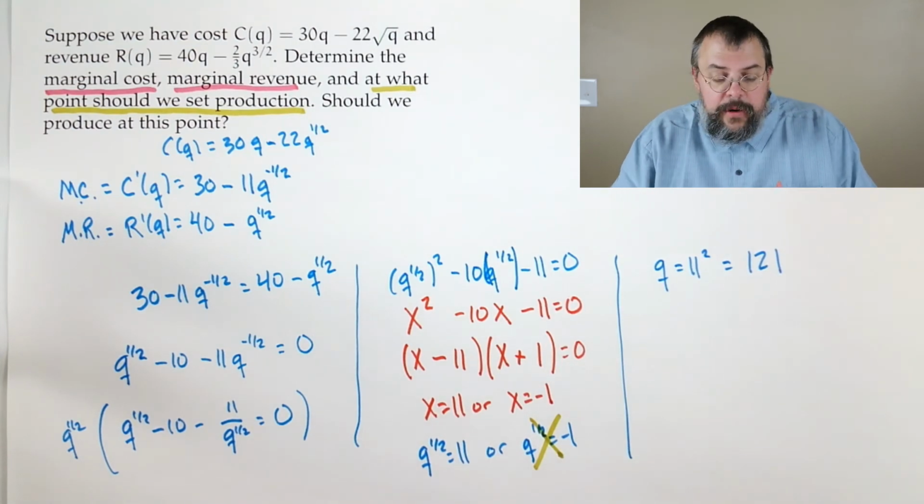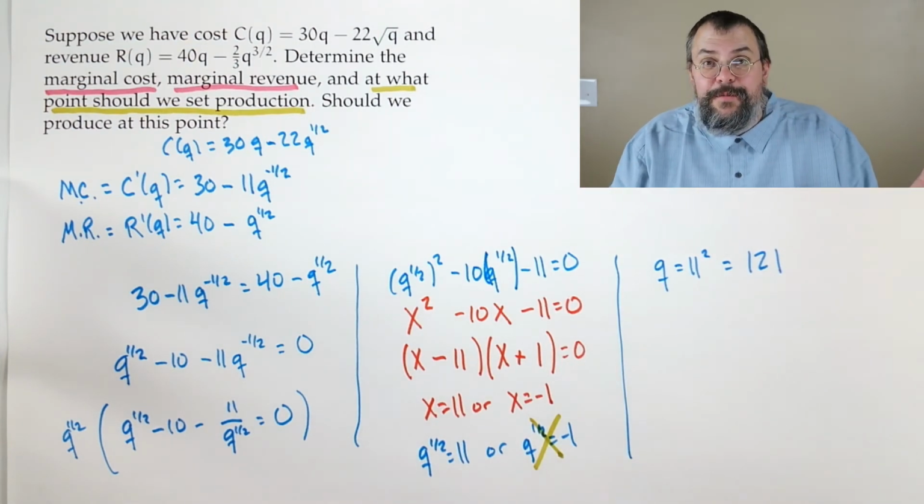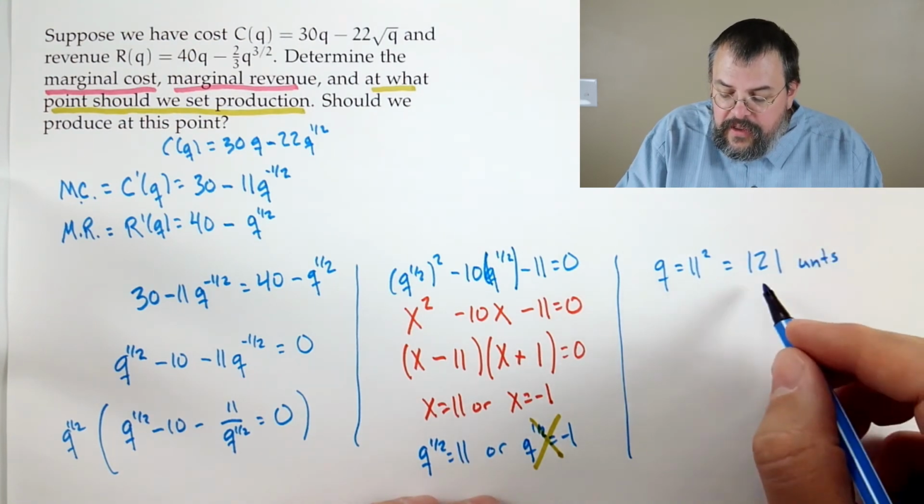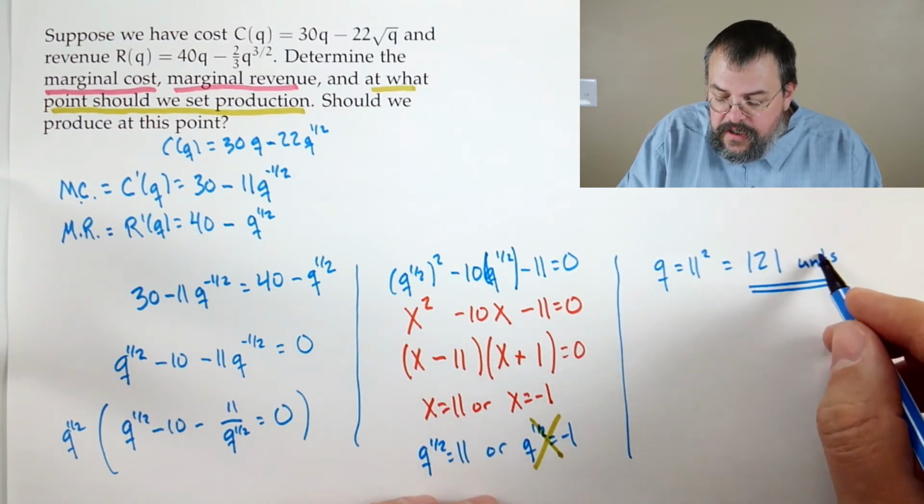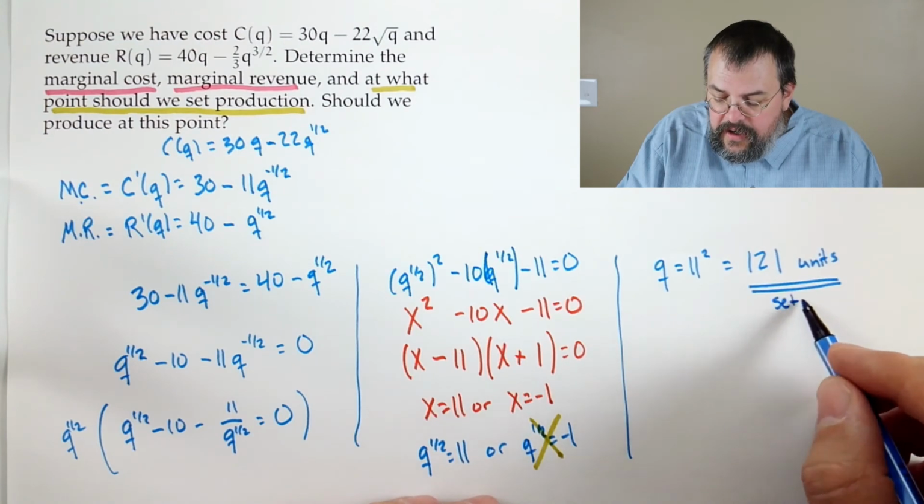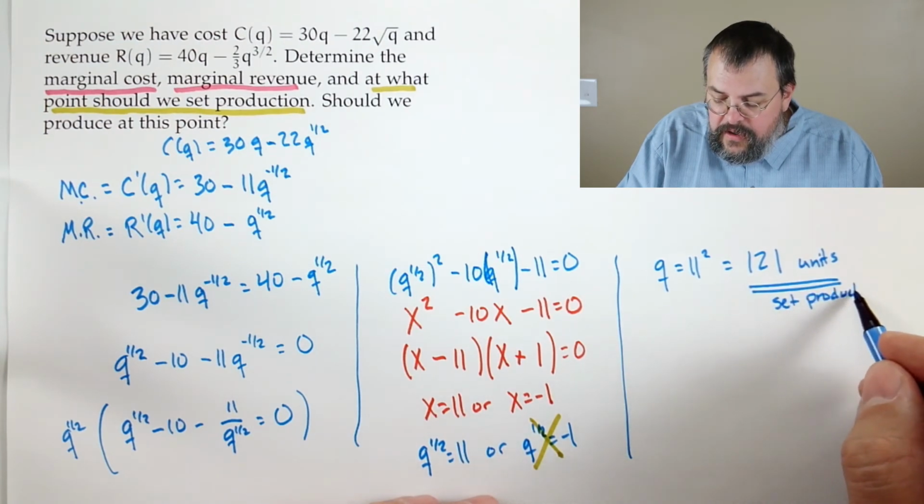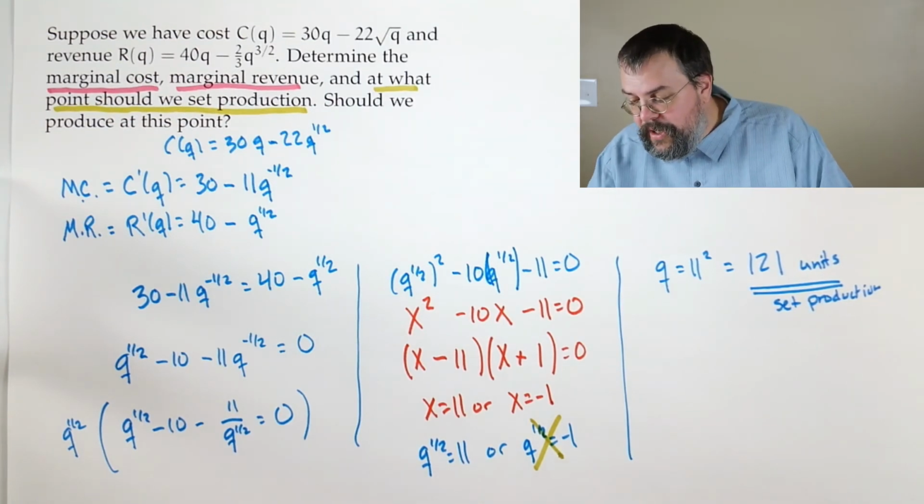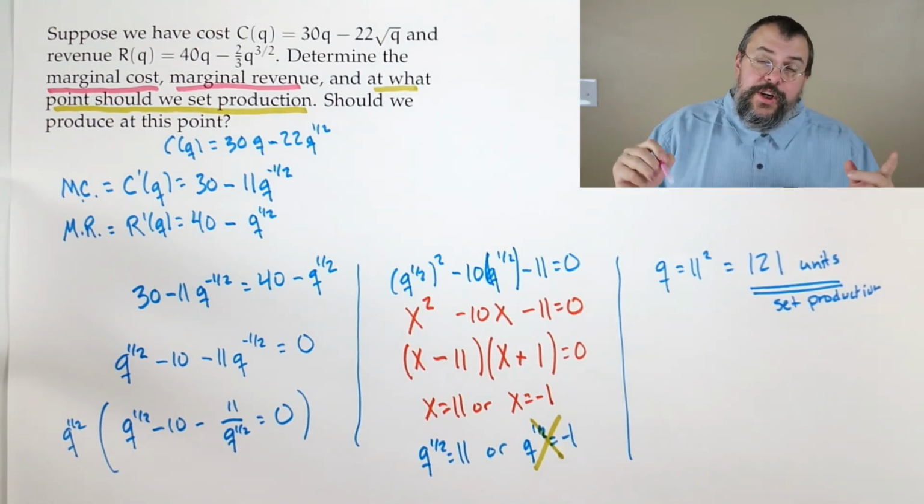Now you might say, 121 what? Well, we don't actually know what we're making, so we'll just say 121 units. All right, so this is where we should set production. Okay, that's our answer to where should we set production. Now, one last question. Should we produce?